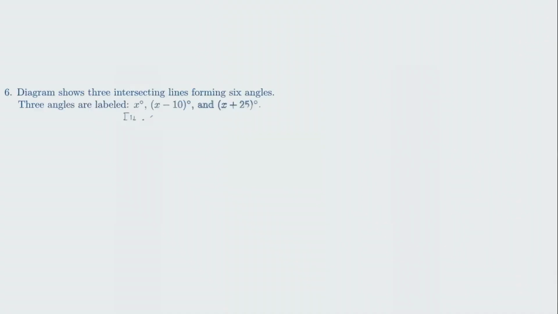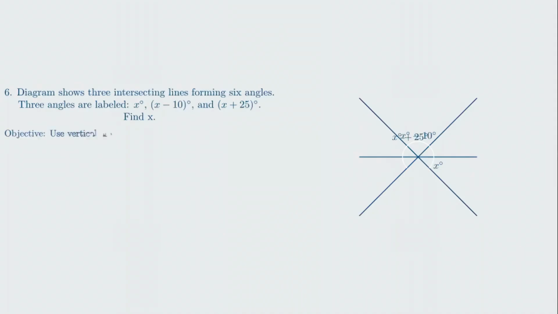Our sixth problem is a classic geometry question involving intersecting lines and angle relationships. We're shown 3 lines intersecting at a single point. 3 of the 6 angles formed are labeled x degrees, x minus 10 degrees, and x plus 25 degrees. Our task is to calculate the value of x. The objective is to recall and apply the key geometric theorems for angles formed by intersecting lines, specifically vertical angles and the sum of angles on a straight line.